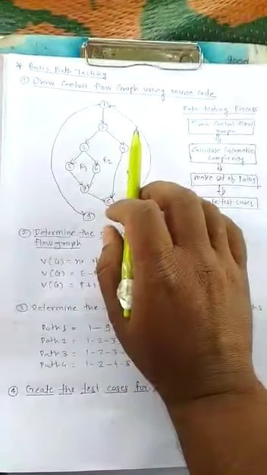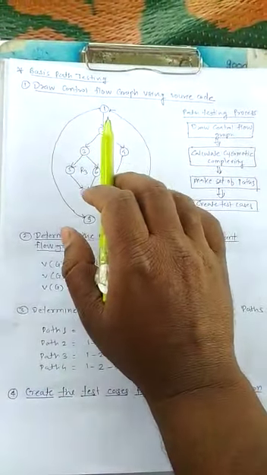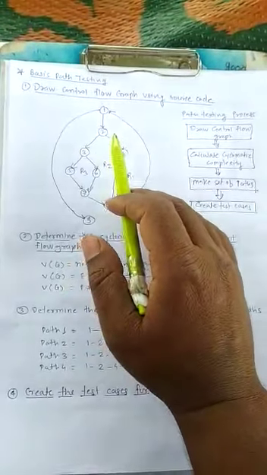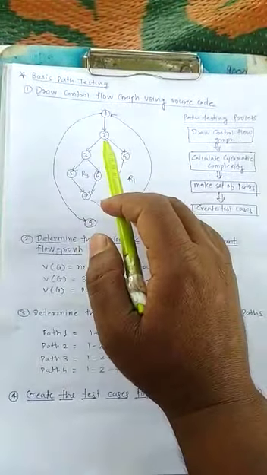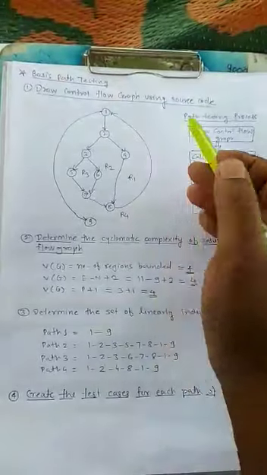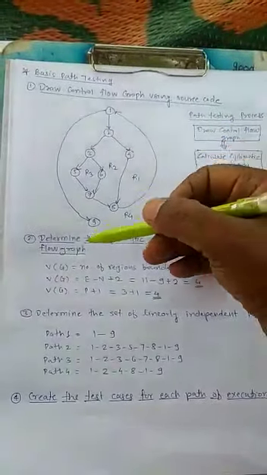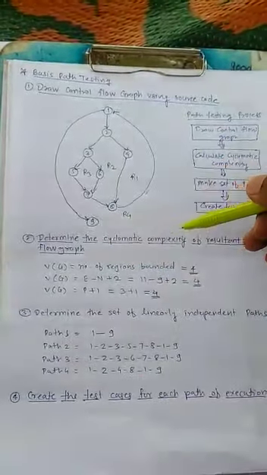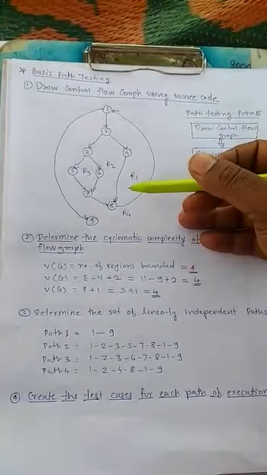Okay, now we have an example. This is a control flow graph. So we have designed this control flow graph for the program. Then the second step is to determine the cyclomatic complexity of the resultant flow graph.